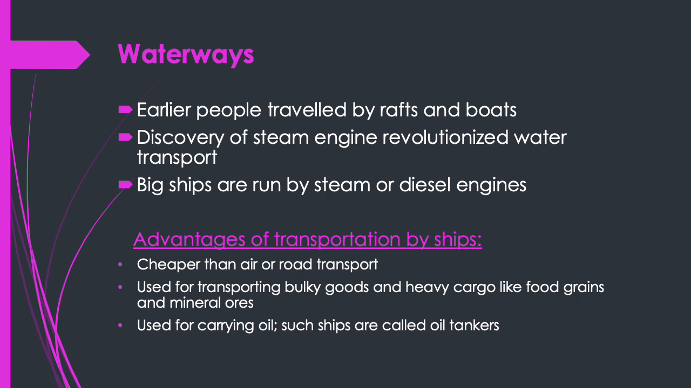Since ancient times, people have been traveling in rafts and boats. The discovery of the steam engine brought a revolution in the field of water transport. Big ships are now run by steam or diesel engines. Ships are used for transporting bulky goods. Ships which carry only oil are called oil tankers. Transportation by ships is much cheaper than air or road transport.